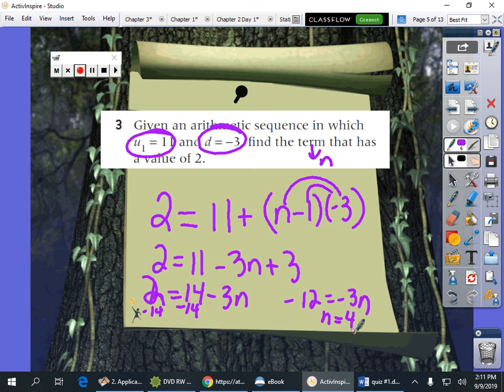I didn't show my last step, okay, because it was a one step, so I just jumped right in. What does n equals 4 mean? That the fourth term is equal to 2. You got it. All right.